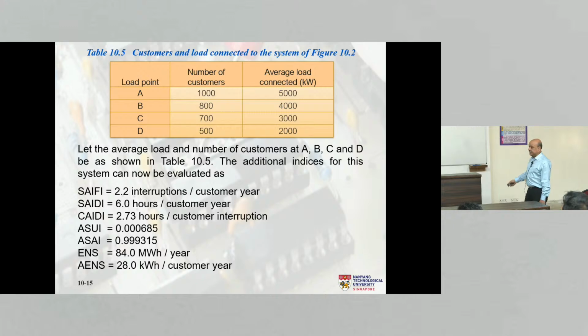So I have this data here as well. Why? Because we also want to calculate the customer-oriented indices and if possible, the load-oriented and energy-oriented indices. So the data is given for all the load points A, B, C, D, the number of customers connected at each of those, and the average load connected at each of those 4 load points. So you can calculate the SAIFI, SAIDI, CAIDI, ASUI, ASAI, ENS and AENS according to the equation that I showed you earlier. Calculations are quite straightforward.